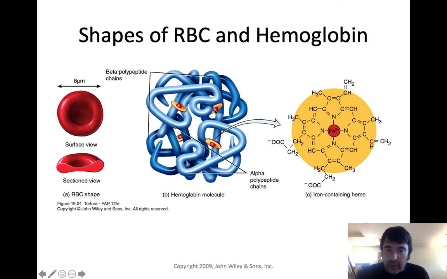Now, when you look at these heme groups, every hemoglobin molecule has 1, 2, 3, 4 heme groups, and each heme group is capable of binding to a molecule of molecular oxygen. So each heme group is capable of carrying a molecule of molecular oxygen. So when you say hemoglobin is 50% saturated, right?